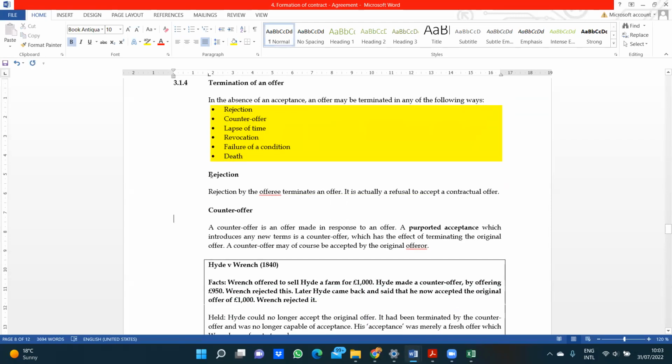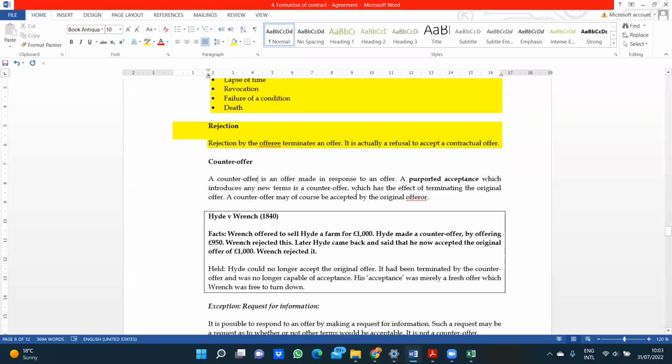Rejection is, of course, rejecting the offer, and it automatically terminates the offer. All right. So rejection, this is simple. The rejection by the offeree automatically terminates the offer. It is actually refusal to accept a contractual offer. All right, so this is very simple. Just rejecting the offer automatically terminates the offer.